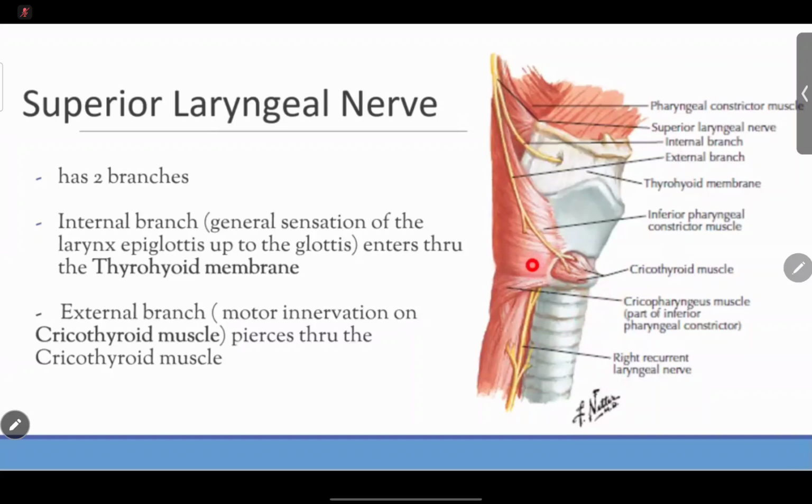So the action of your cricothyroid is for high pitch. That's why if ever you have injuries to your SLN, patients cannot reach high pitch.